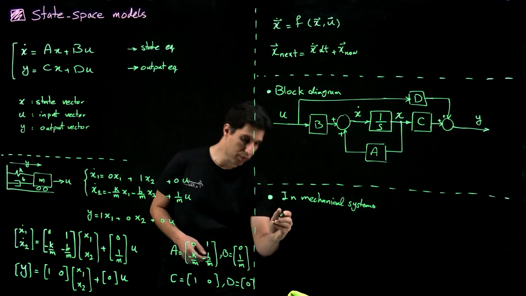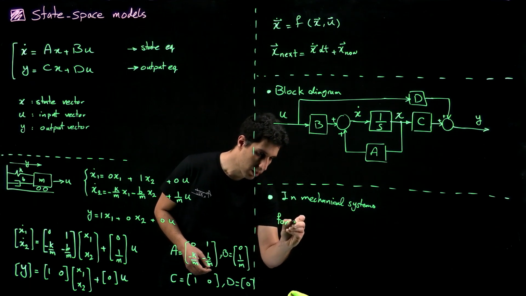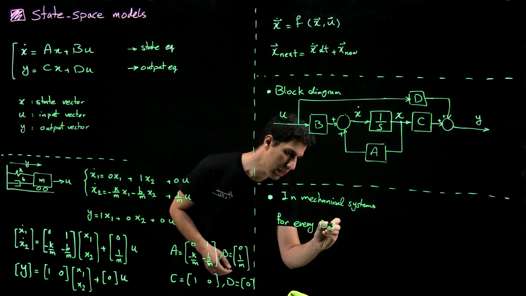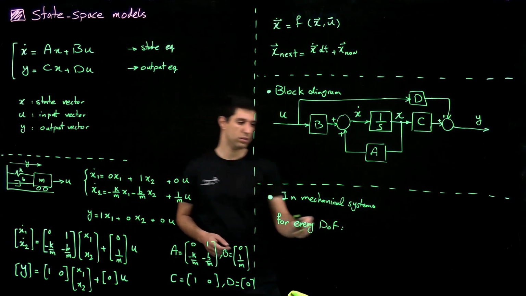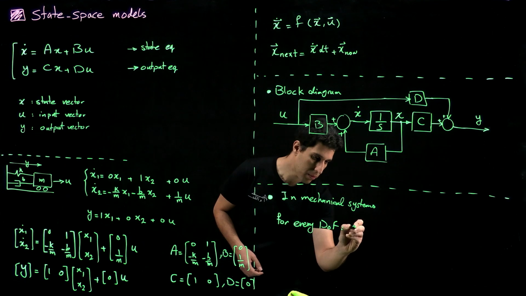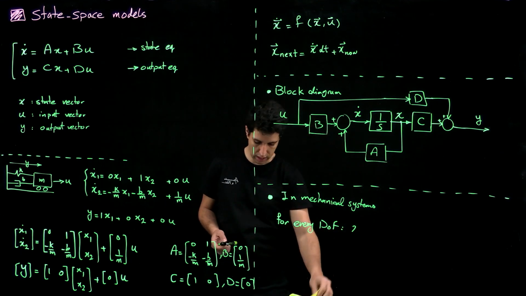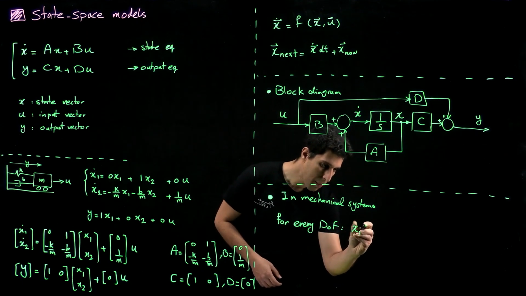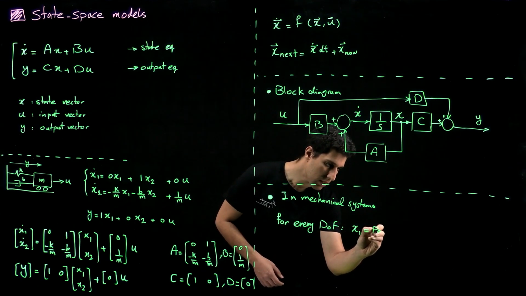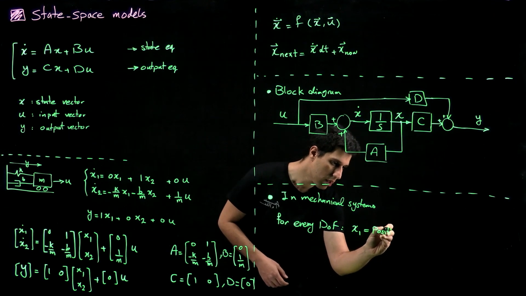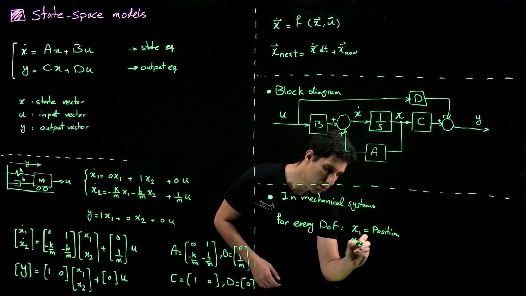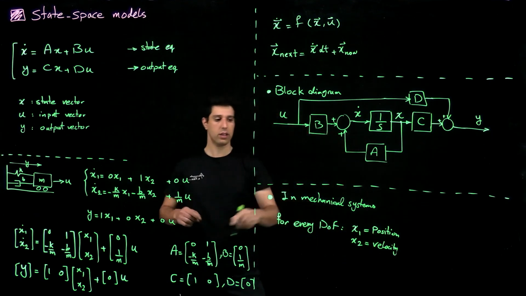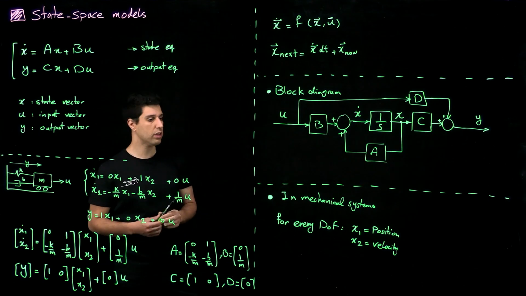And what we can do for, let me write it down, for every degree of freedom, I can take the position, or let me write it as, let's do this, x1 to be position, that's the best, position, and x2 to be velocity, both of them related to the degree of freedom that we are writing the equations for.